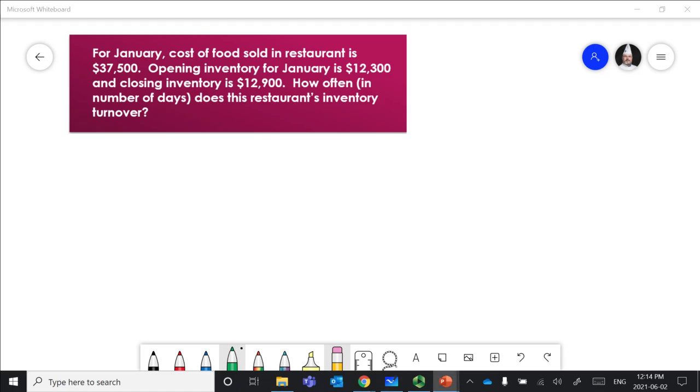Okay, so the first thing we're going to have to figure out is our average inventory. Our average inventory is our opening inventory plus our closing inventory divided by 2. So in this case, we had an opening inventory of $12,300 and a closing inventory of $12,900. Divide that by 2, and our average inventory is going to work out to $12,600.